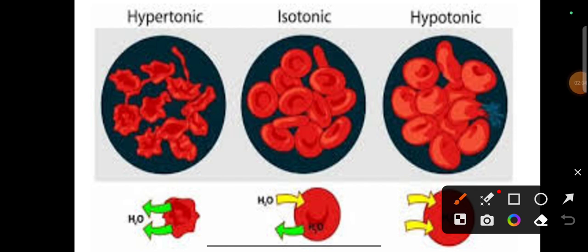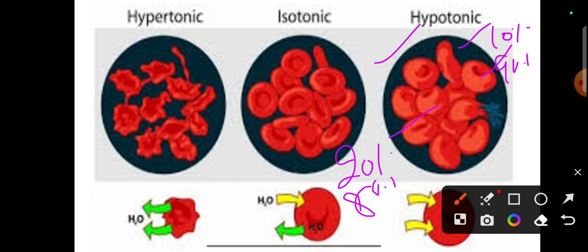And hypotonic solution is a solution that has lower solute concentration than another solution. For example, here cells have been kept in a solution, and the solution has less solute concentration. For example, 10% solute concentration and 90% water concentration, and the cell has 20% solute concentration and 80% water concentration.